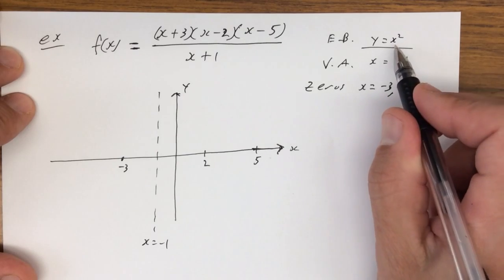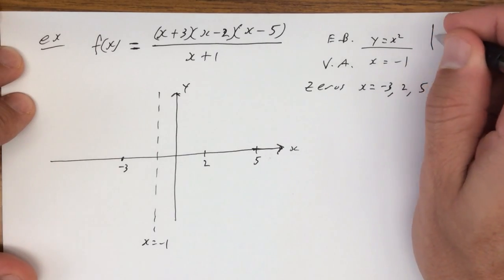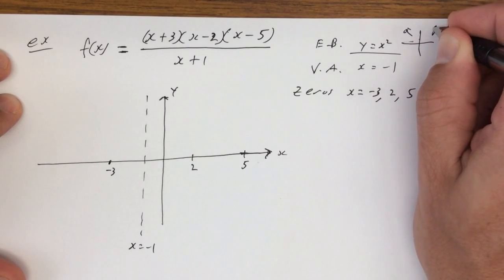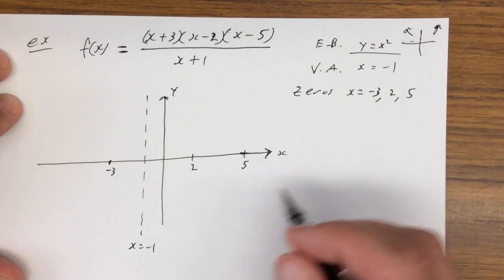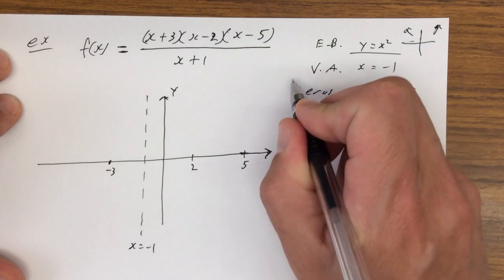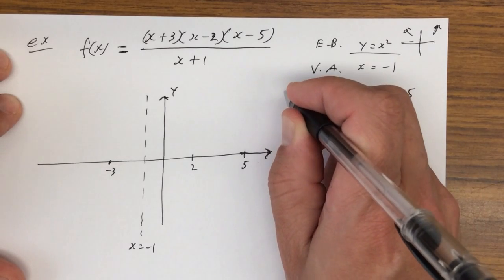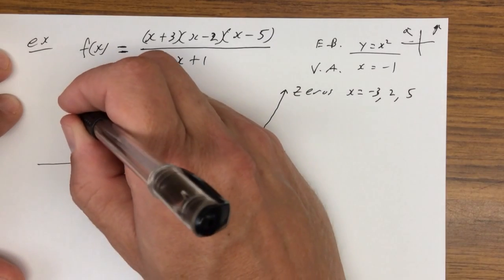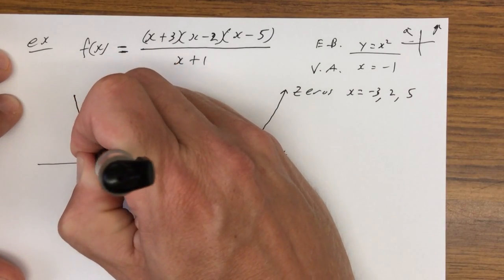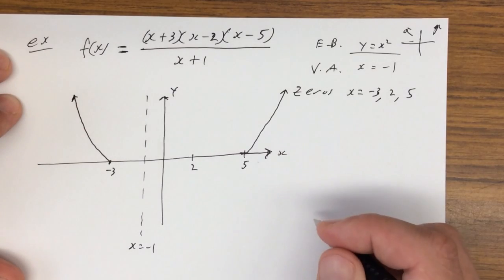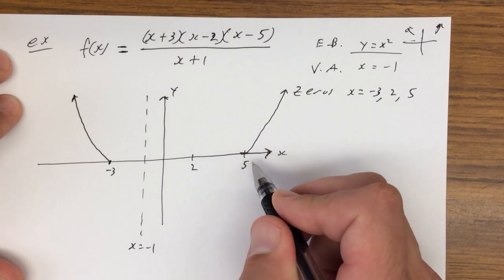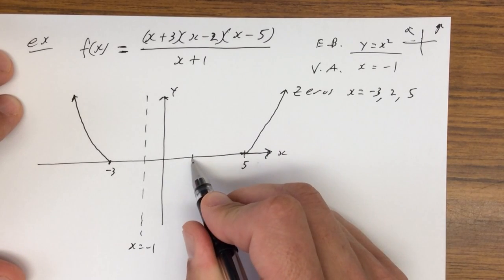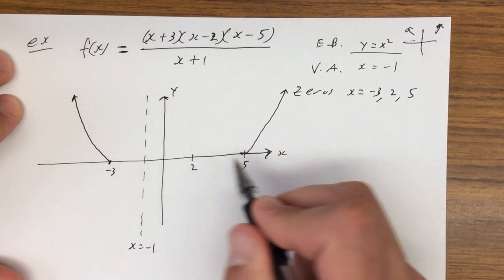We know the end behavior is like y equals x squared, so it goes up like that and like that on the ends. After 5, it's going to go up, so it's going to come down like this to 5. It's also going to do the same thing at negative 3. It's going to come down like that. It has to hit the x-intercepts.